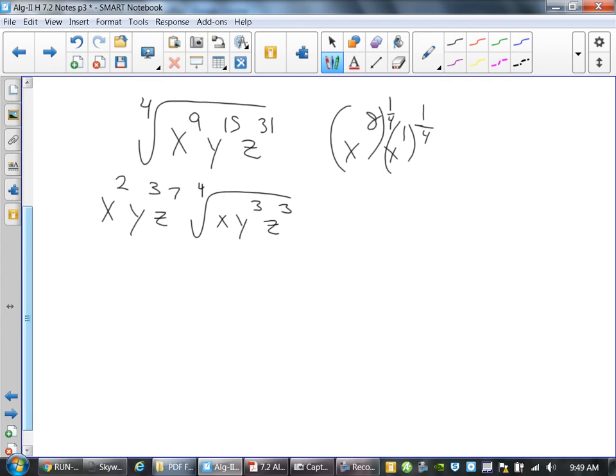And that's it. It just looks more complicated, but it's a lot faster. And Abby, the problem you had yesterday, it was the 4th root of 80?